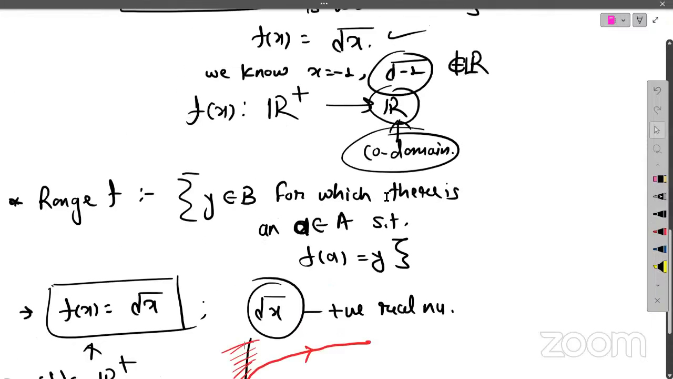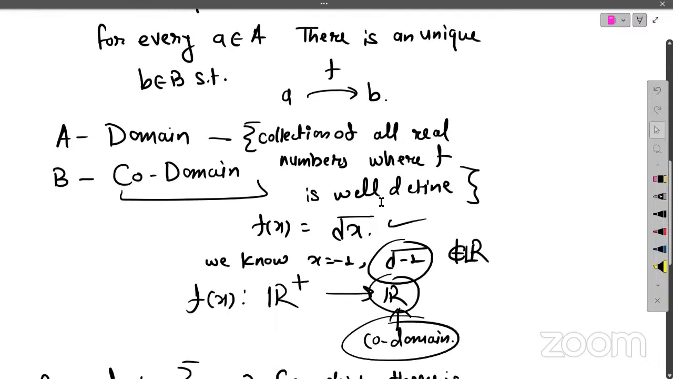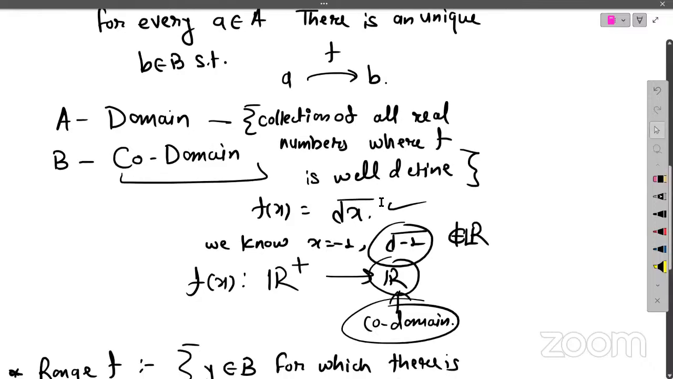Okay, is that fact clear? I mean, is there any doubt in domain, codomain, range, or the definition of function? Anything which is not clear? Okay, fine. Now let's go to the 1-1 function.